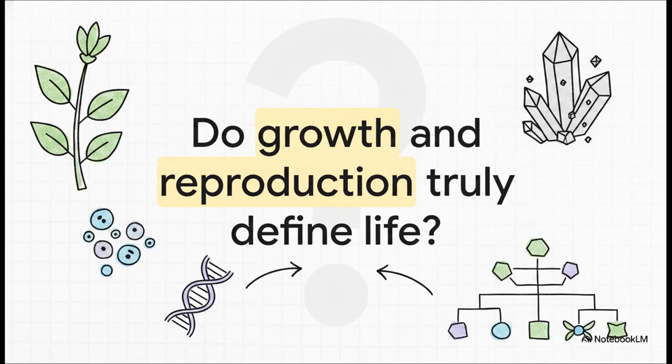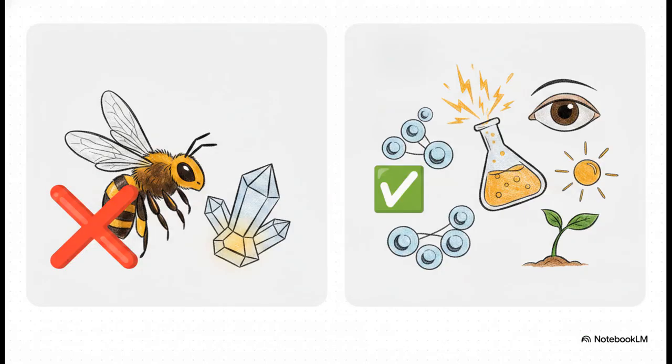It can technically grow by accumulating mass and minerals on its outside surface over a long period of time. Yet we all intuitively know a rock crystal isn't alive. True biological growth happens from within, driven by complex internal processes like cellular division. So it's not just about getting bigger, it's about exactly how you get bigger. So it turns out that growth and reproduction are actually considered non-defining properties of life.